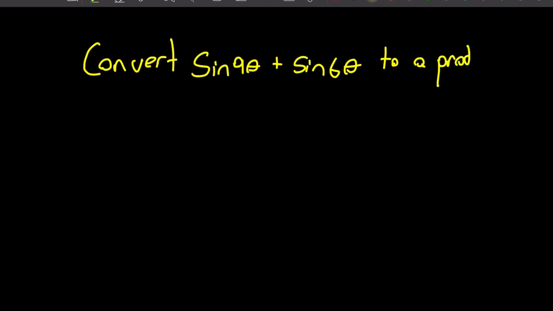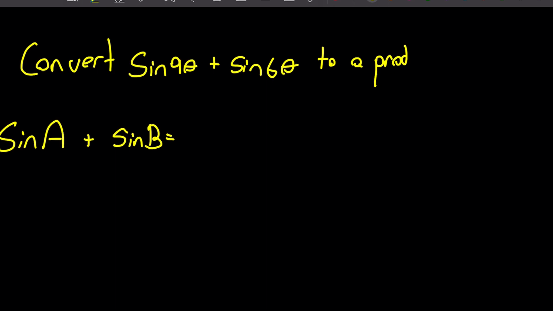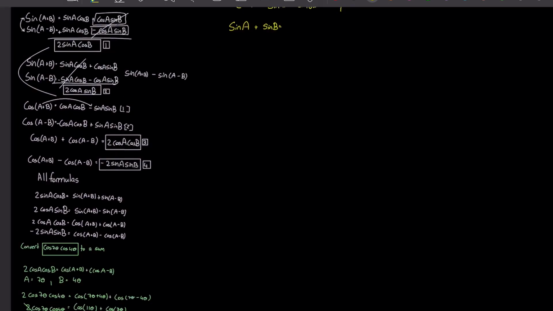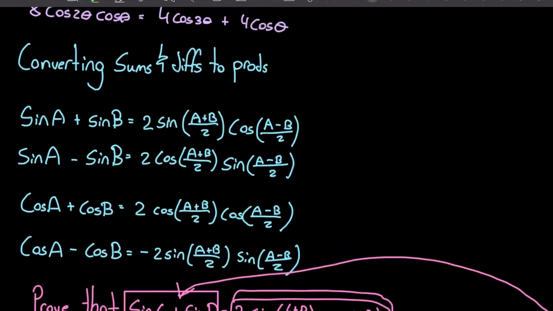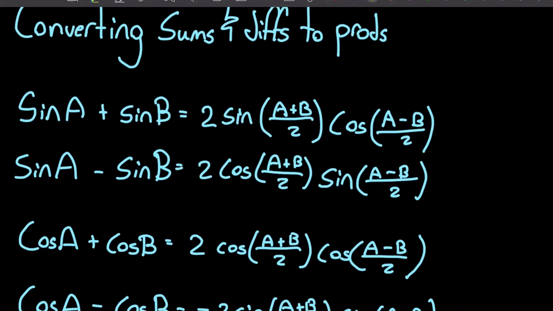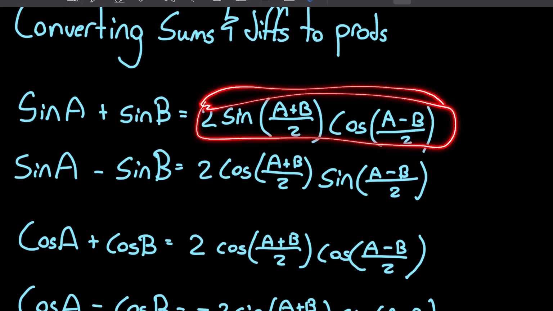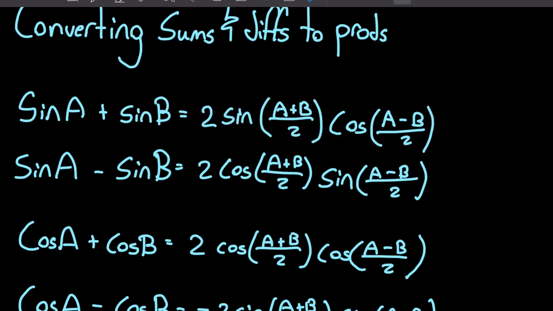Well, we know that sine A plus sine B is going to be equal to what? So if you remember that formula that I was showing earlier, this one down here, what do we have? Well, we have sine A plus sine B. So what is this going to be equal to as a product? Well, it's going to be equal to this, sine a plus b over 2 times cos a minus b over 2.